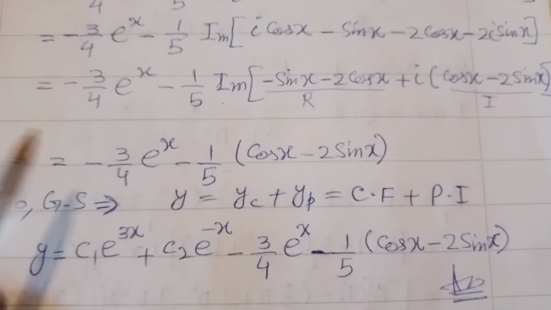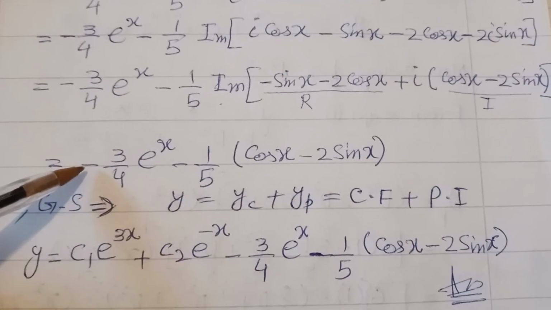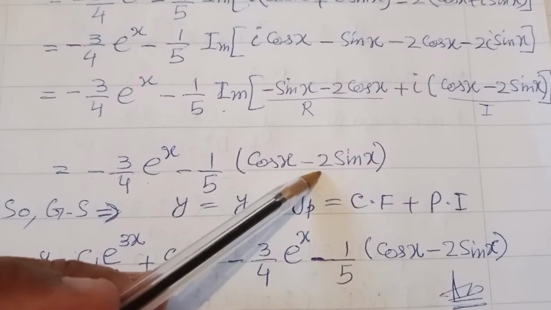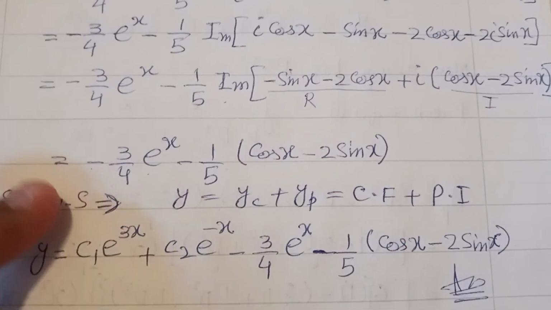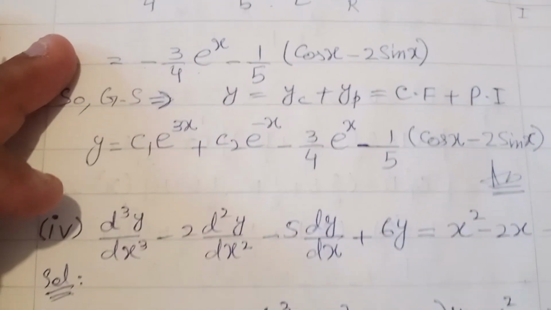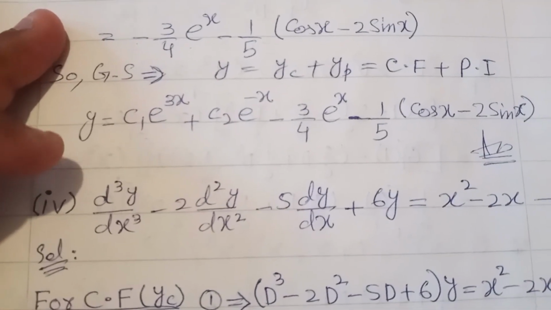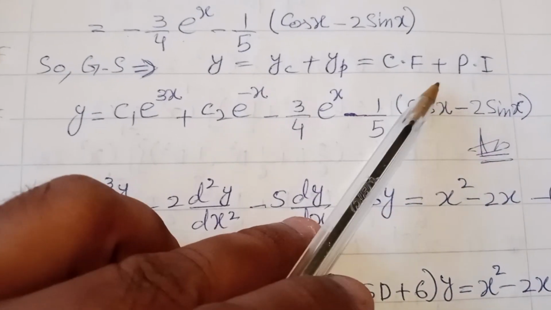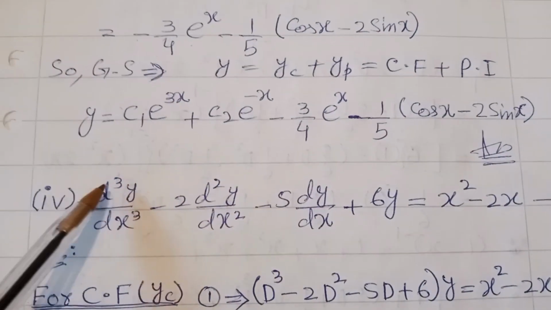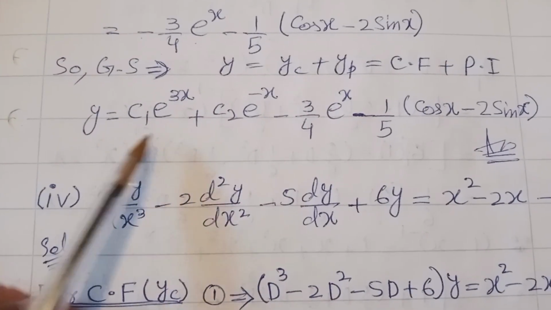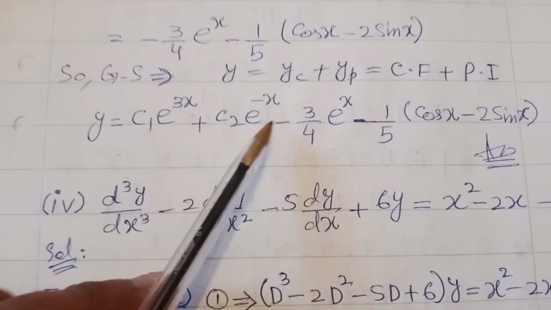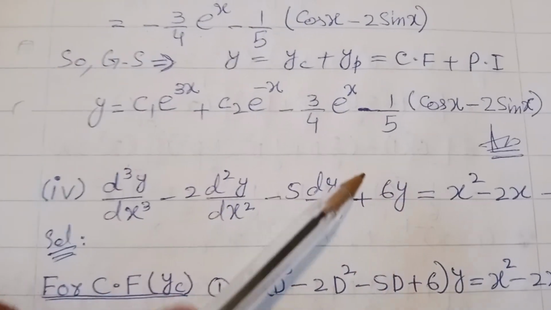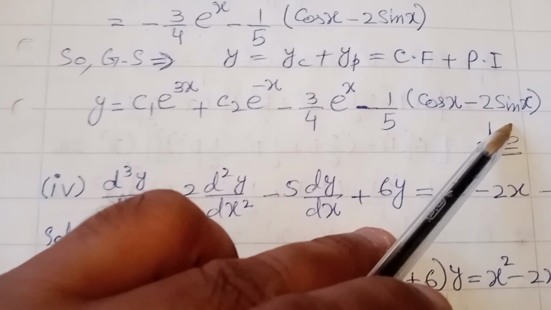So our solution will be minus 3 upon 4 exponential x minus 1 upon 5 times (cos x minus 2 sin x). So now our final solution for the entire differential equation can be written as y is equal to yc plus yp, that is, complementary function plus particular integral. So y is equal to c1 exponential 3x plus c2 exponential minus x minus 3 upon 4 exponential x minus 1 upon 5 times (cos x minus 2 sin x).